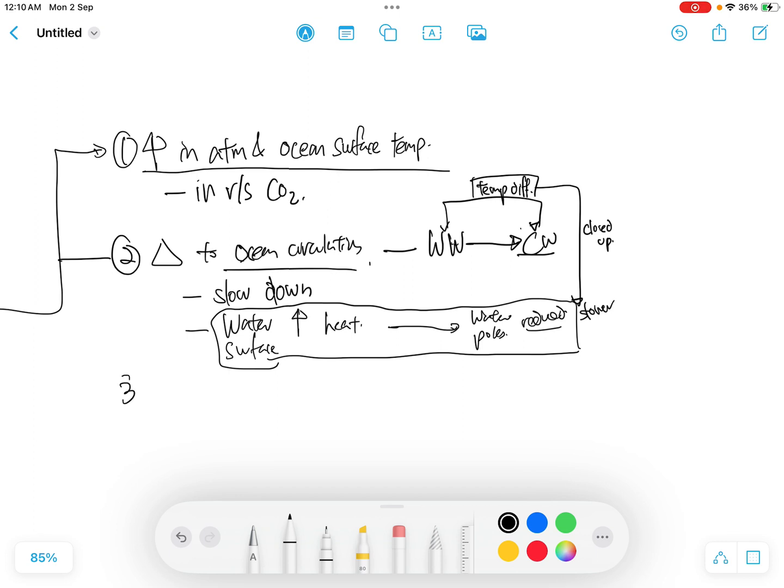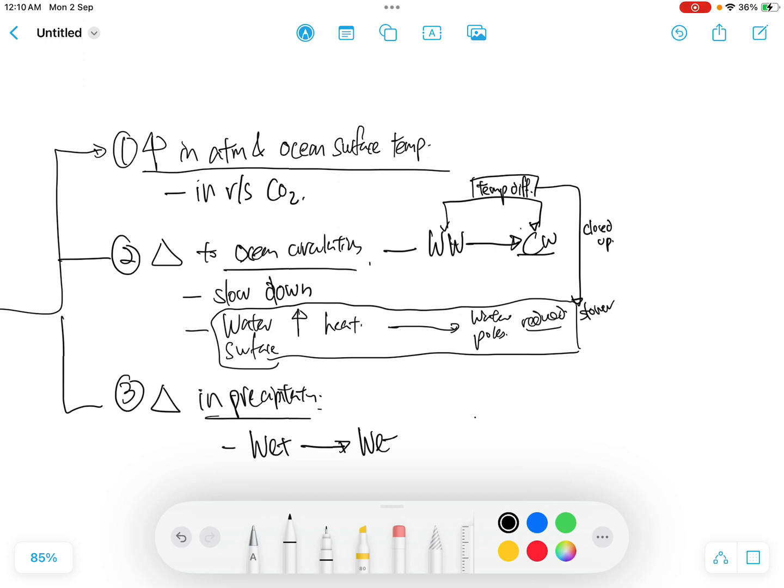Third, we talk about the changes in precipitation. Changes in precipitation. So what happens? Wet areas are getting wetter, dry areas are getting drier. And what is happening for this excessive rainfall?